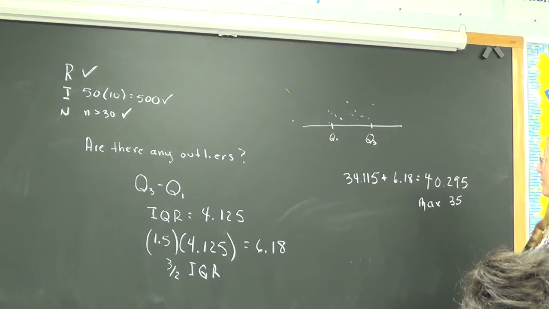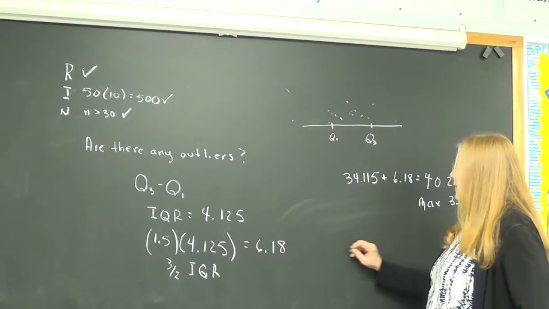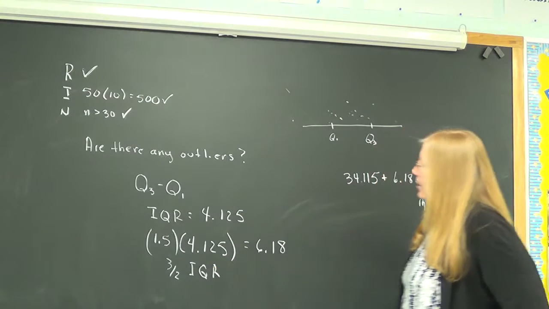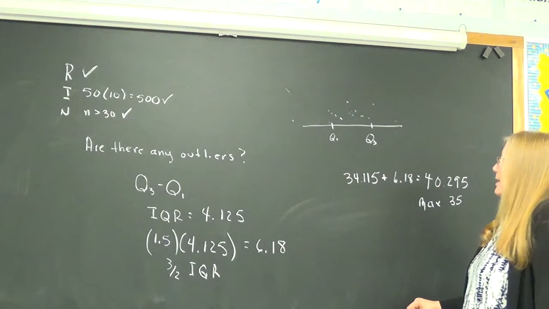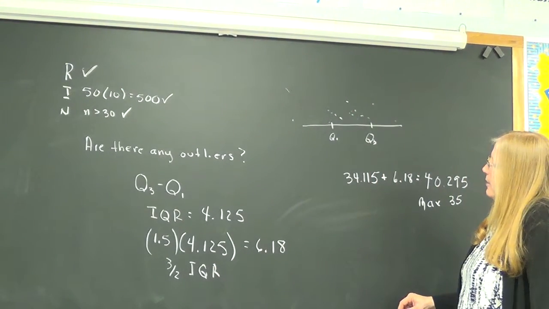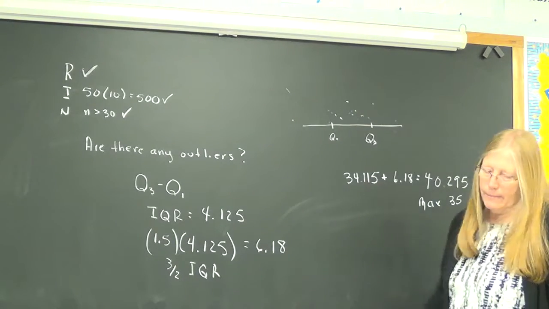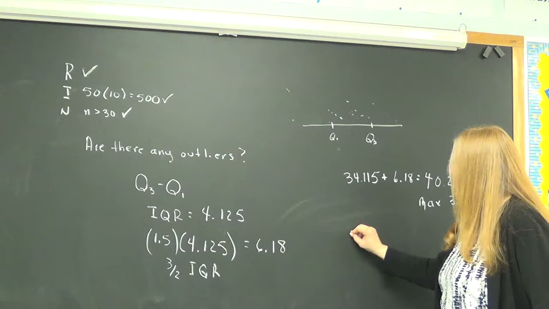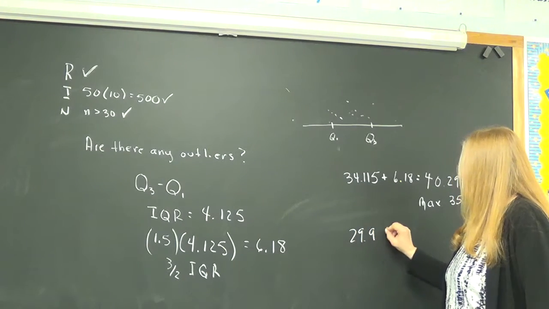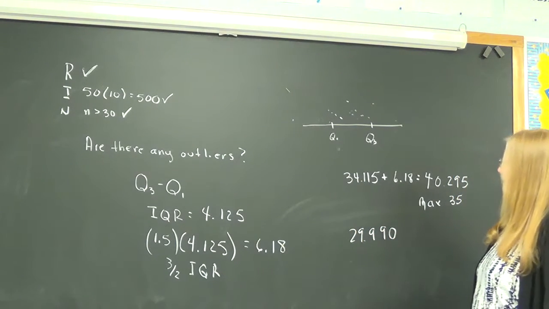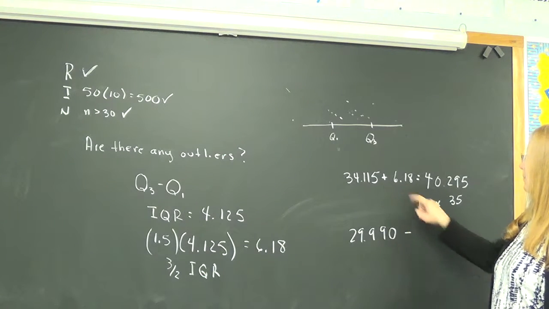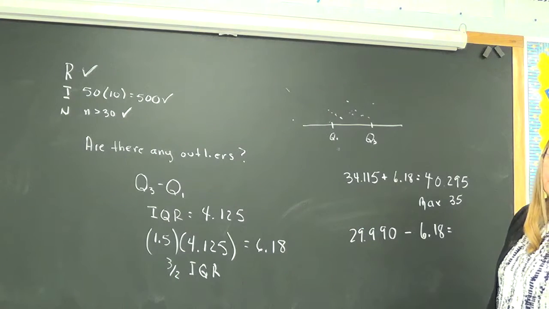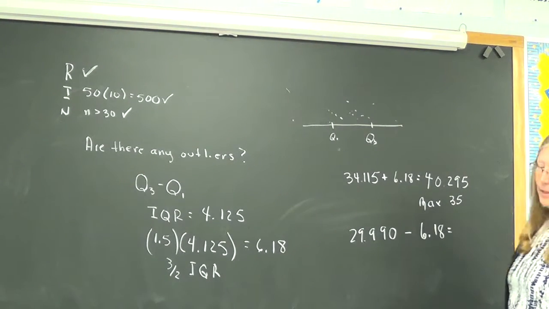All right, how do we check on the other side? Brian, are you following? Yep. All right, so how do I check on the other side for a low outlier? Do it the other way around, subtract. All right, so what number do I start with? Q1. All right, 29 point something. So you get 29.95 minus 1.8. And does it go below the minimum? What is that number?